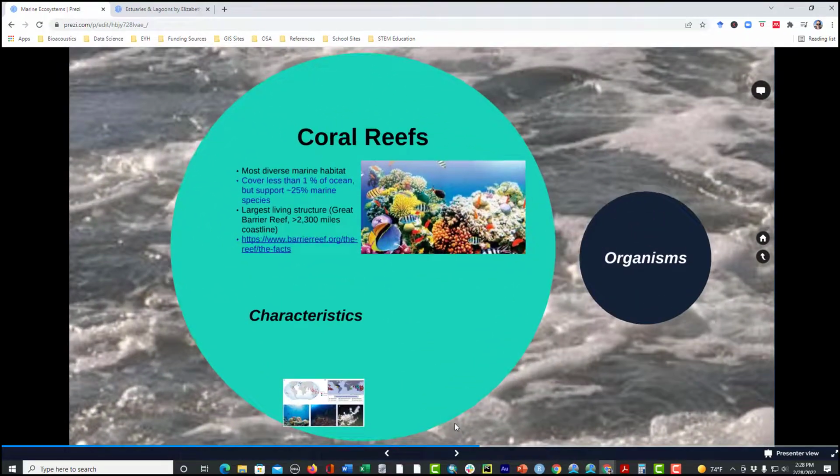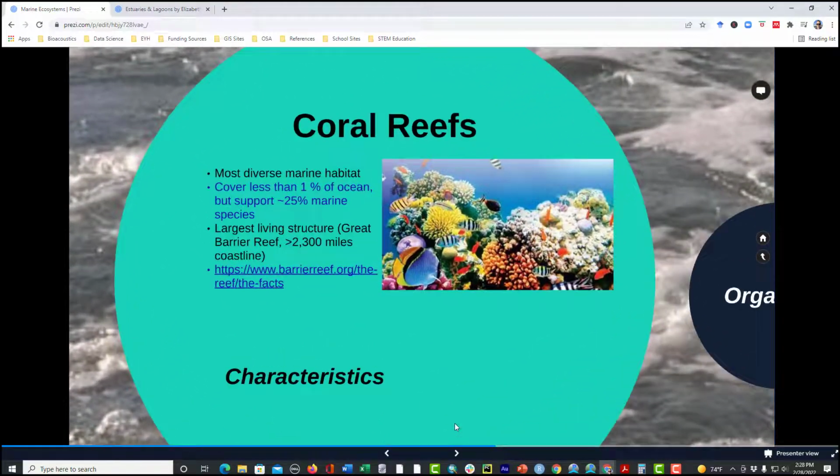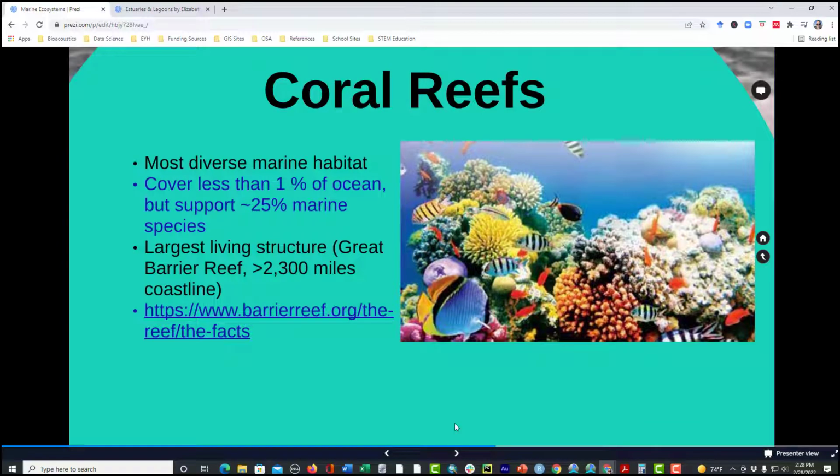Coral reefs are another sublittoral region where we find some very unique habitats in the oceans. These are the most diverse marine habitats on Earth. However, they cover less than 1% of the ocean. They do, however, support greater than 25% of marine species, despite covering such a small region of the oceans.